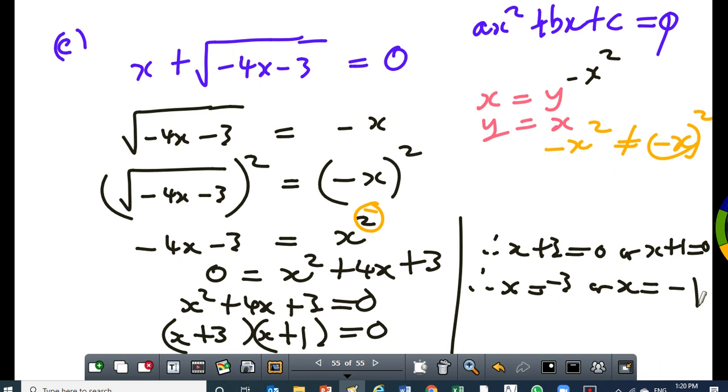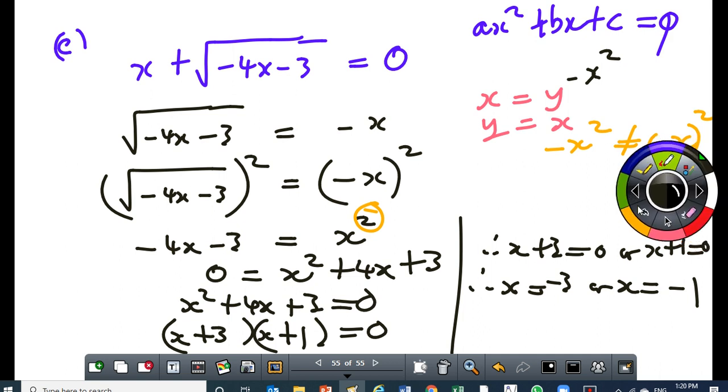If I put x equal to minus 3 there, and there. Minus 4 times minus 3 will give me a positive 12. 12 minus 3 will give me a 9. So I'll end up having a positive 9 there. Minus 3 plus 9, is it equal to 0?